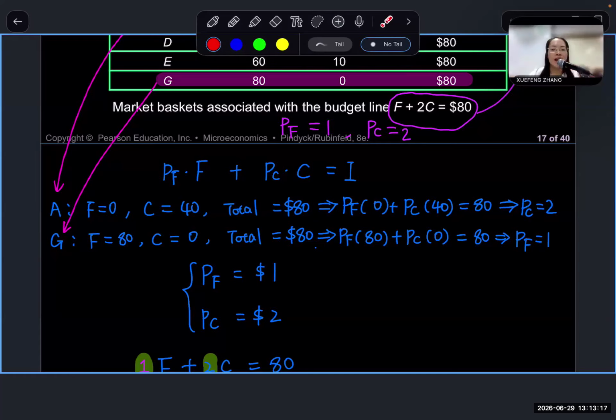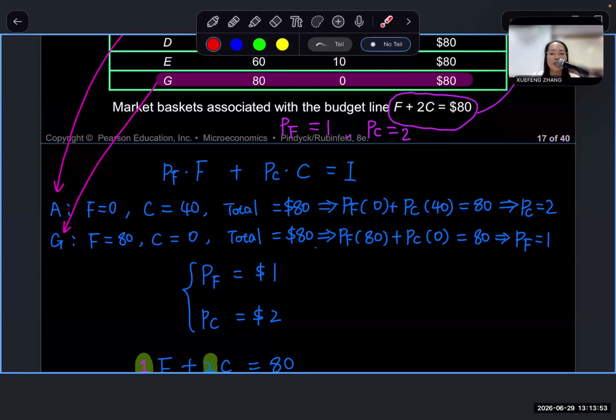So last class, we learned about two things, right? What the consumer wants, which is the preference, and what they can afford, which is the budget constraint. We started with three basic assumptions, right? The first one, completeness. Second one, transitivity. The third one, more is better. Then we learned about indifference curves, which is IC, and MRS.